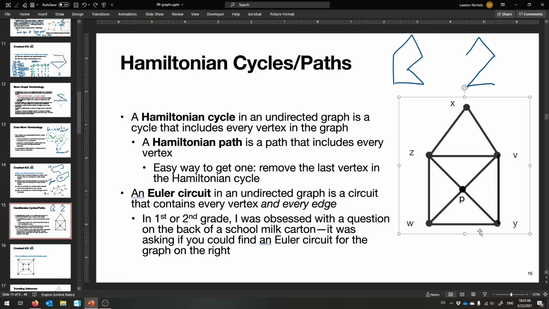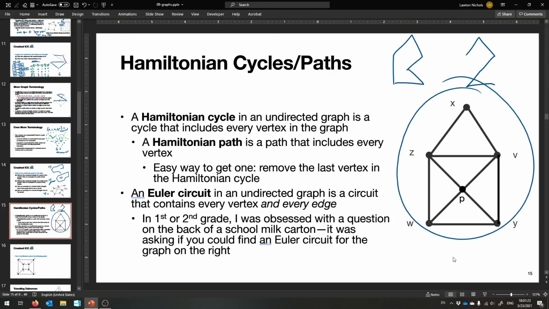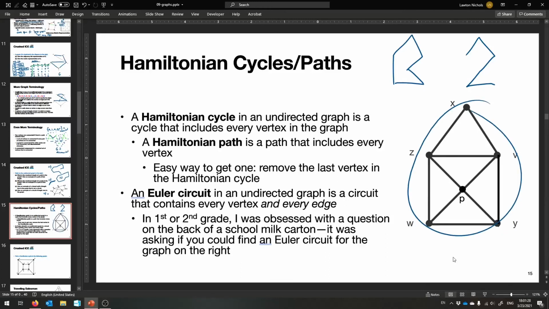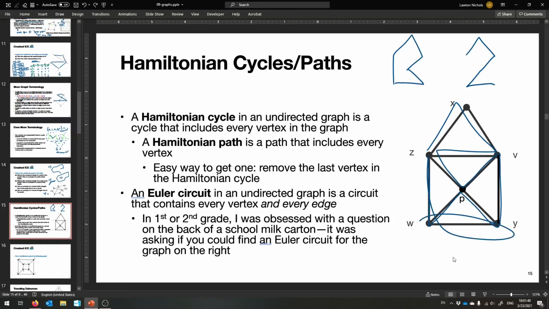So back in the day, I don't know if they still do this, but in my elementary school, on the backs of milk cartons, they put little brain teasers. And so one day in second grade, pretty sure it was first or second grade, they put this picture. Obviously they didn't label it or call it a graph. They put this picture that kind of looks like a house on the back of the milk carton, and they said, can you draw lines from every circle to each other such that you fill in the entire thing? And really, what they were asking for was for you to find an Euler circuit in this graph.